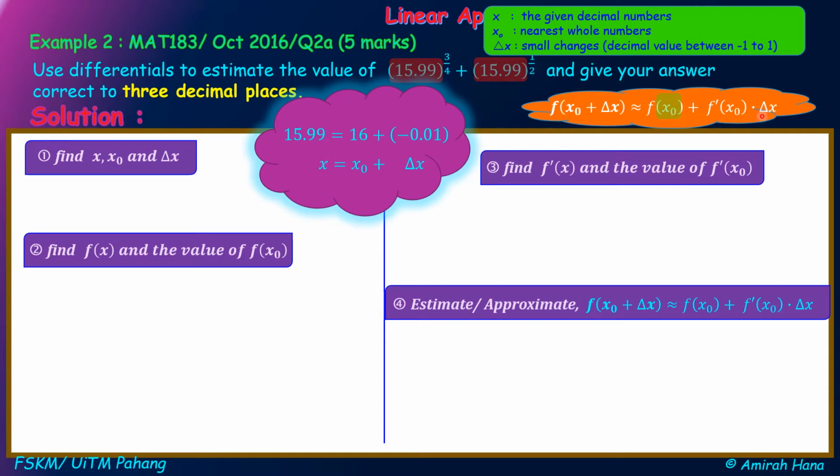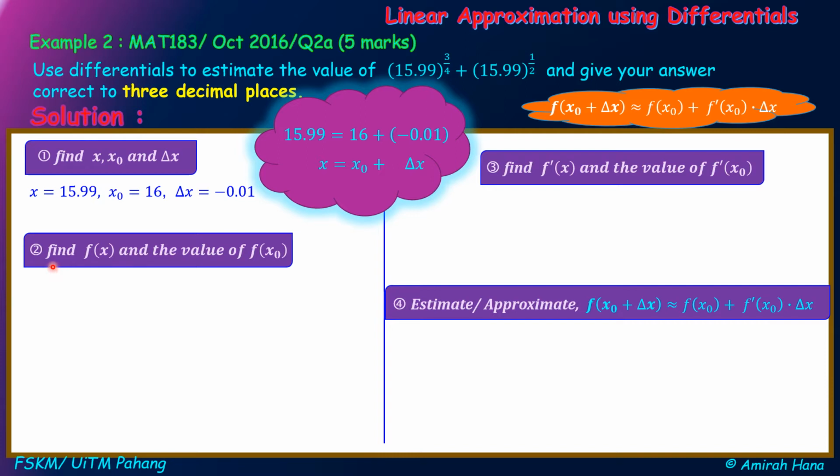Because from the formula, we need to find x naught, then delta x, then f(x naught) from step 2, and f prime(x naught) from step 3, before we can use formula number 4. Now we compare: x equals 15.99, x naught equals 16, and delta x equals negative 0.01.